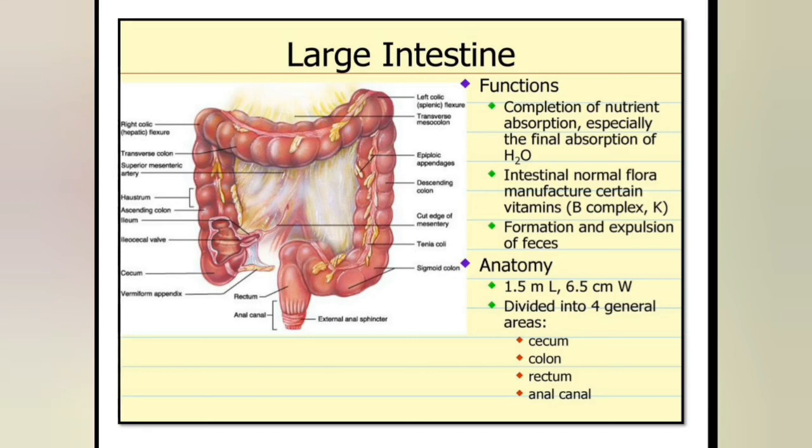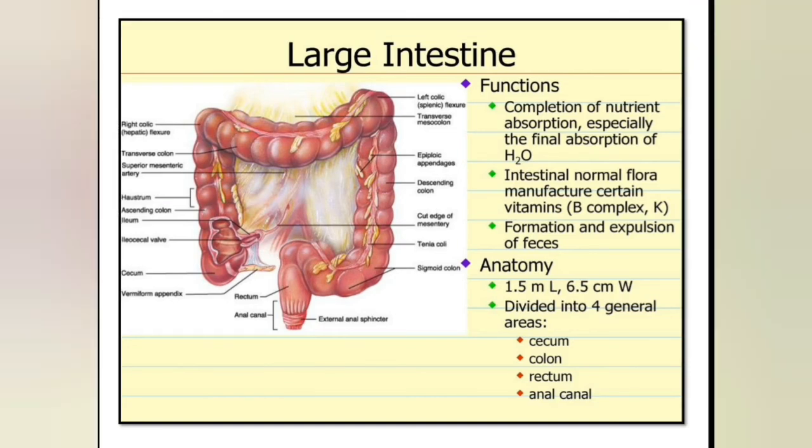Then apart from that, it maintains the normal flora, and manufactures vitamin B complex and K. When you see the large intestine, there is some bacterial flora, that is, some bacteria which grow naturally in your body. That helps in maintaining vitamin B complex and K. Then there is the formation and expulsion of feces, which is removed via the large intestine. So this was all about the digestive system.